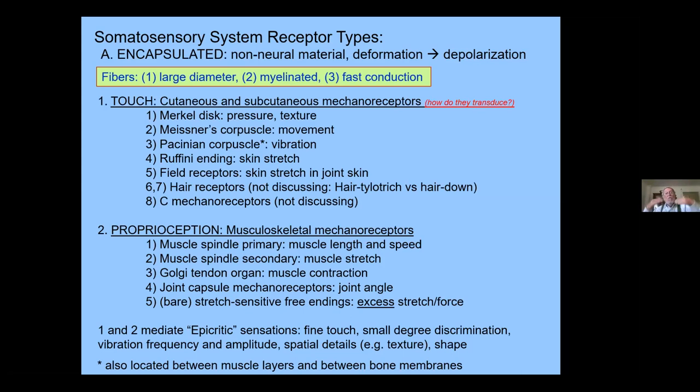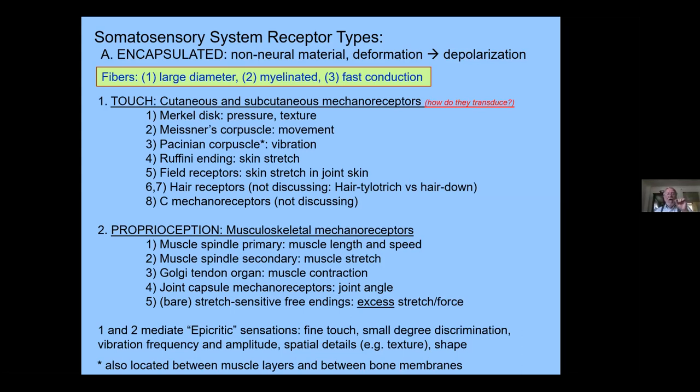And now, moving from Merkel disc to Meissner's corpuscle, we're dealing with movement. And then we have the Pacinian corpuscle, which is dealing with vibration. Vibration and movement are two dimensions of the same thing, if the movement is something that is passive and the vibration is something that's passive. On the other hand, you can have active movement and the Meissner corpuscle will pick up that.